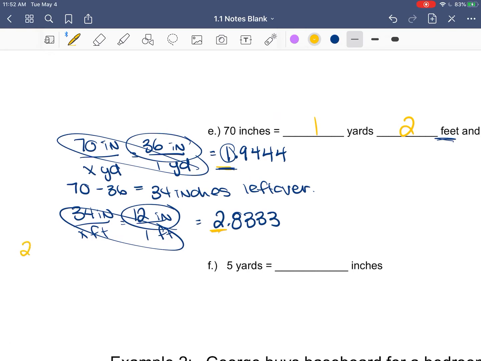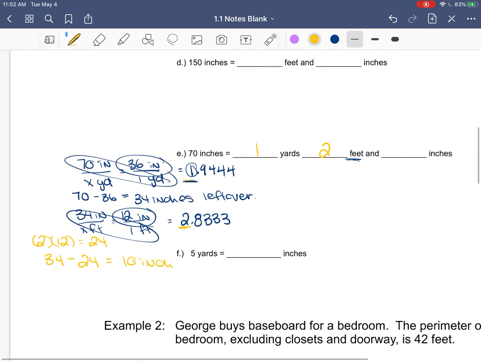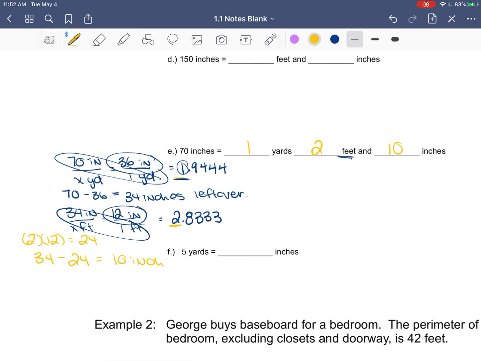2 feet, there's 12 inches in a foot, so I've used up 24 of them now. I had 34 inches left over, I've now used up another 24, and that leaves me with 10 inches. So last but not least, there are 10 inches. So 70 inches is 1 yard, 2 feet, and 10 inches total.